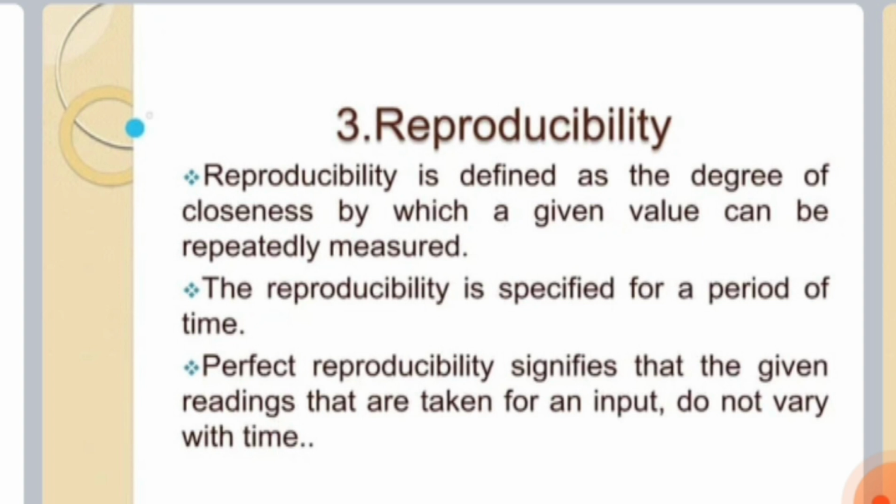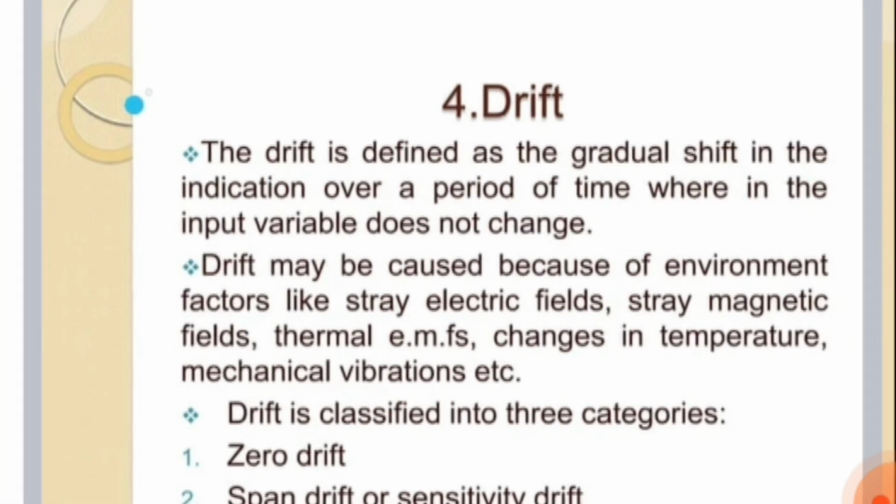Reproducibility. Reproducibility is defined as the degree of closeness by which a given value can be repeatedly measured. The reproducibility is specified for a period of time. Perfect reproducibility signifies that the readings taken for an input do not vary with time.